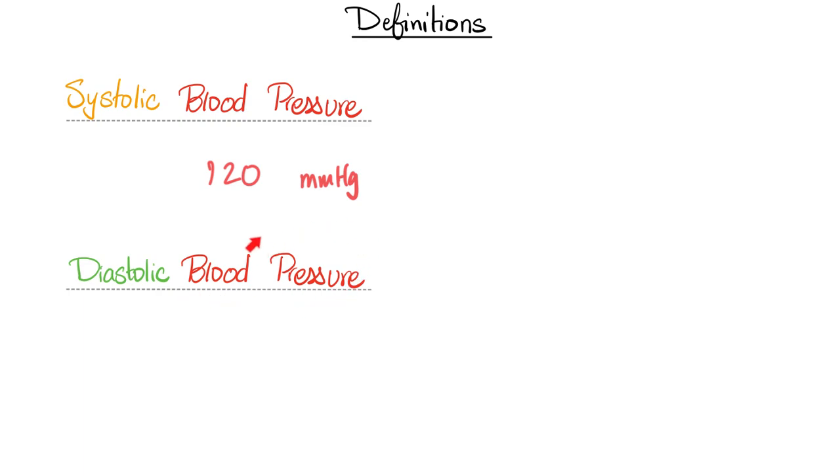How about diastolic blood pressure? It is the pressure of blood. Where? In big arteries. When? During diastole, ventricular relaxation, that is. And normally, it's around 80 millimeters of mercury. Unlike the ventricle, whose diastolic pressure was 0.